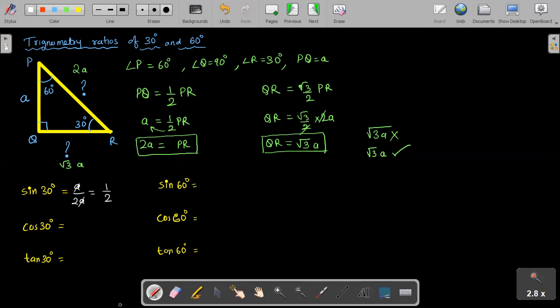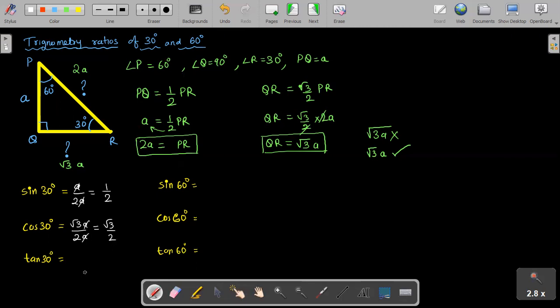Ma'am, for cos 30, root 3. Okay. So cos 30 is adjacent upon hypotenuse, that is root 3a by 2a. A cancels. Answer is root 3 by 2.